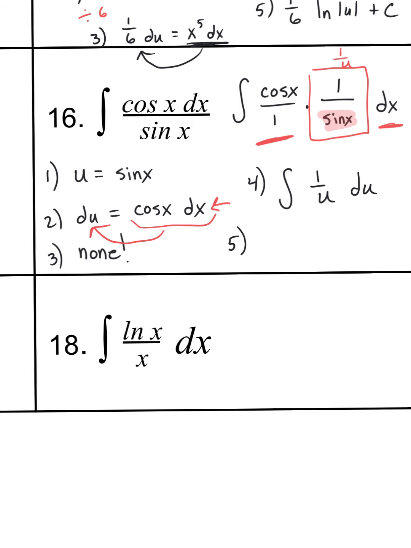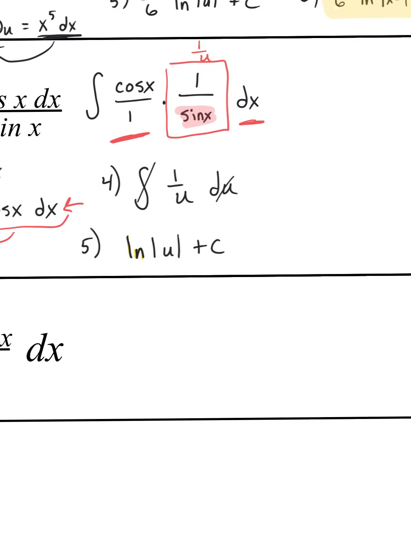Fifth step. Finally, we take the antiderivative. When we take the antiderivative, the notation drops out. The only thing to take the antiderivative of is 1 over u. The antiderivative of 1 over u is ln absolute value of u plus c. And then we plug in u: ln absolute value sine of x plus c.